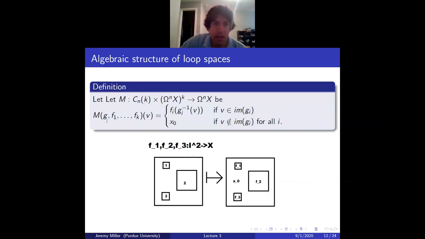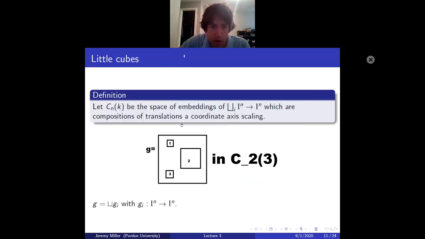So here G is a collection of cubes. I said this on the previous page: you can think of an element of the space of n cubes as a collection of k different embeddings from a cube to a cube. So we'll let g_i be the ith one.